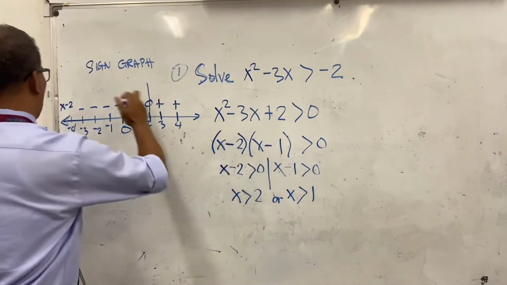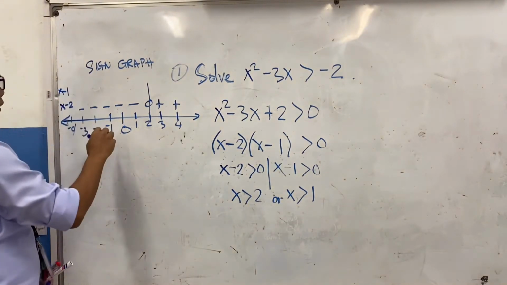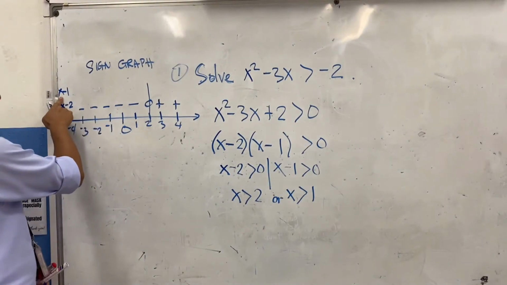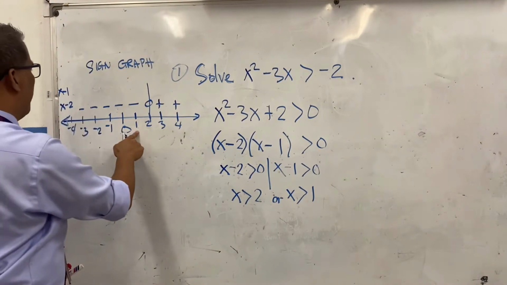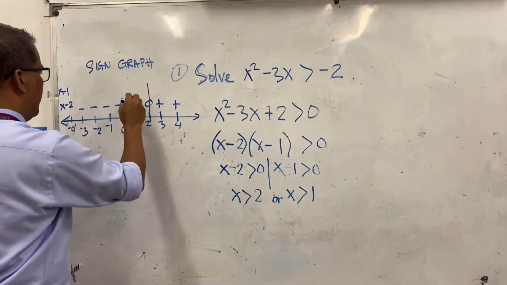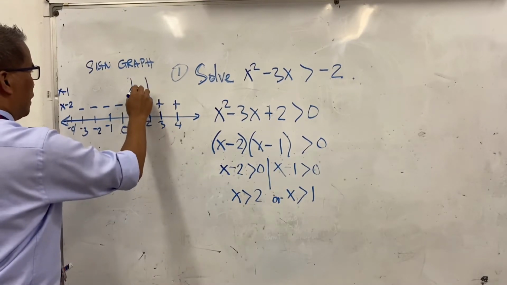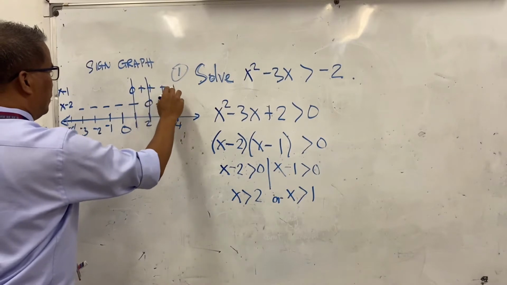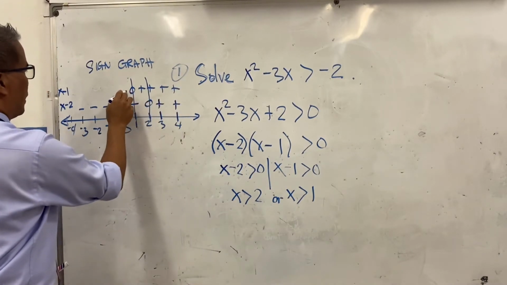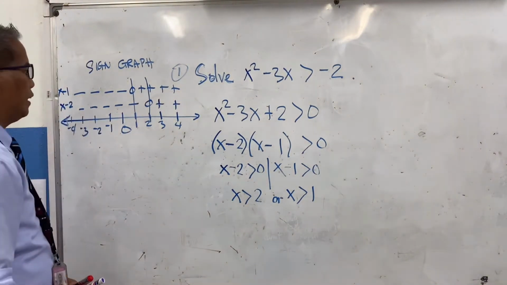Then for x minus 1, to make this 0, we have now positive 1. So positive 1 is here. So assign 0 here. Then at the right side we have positive. Then at the left side will be negative. Alright?